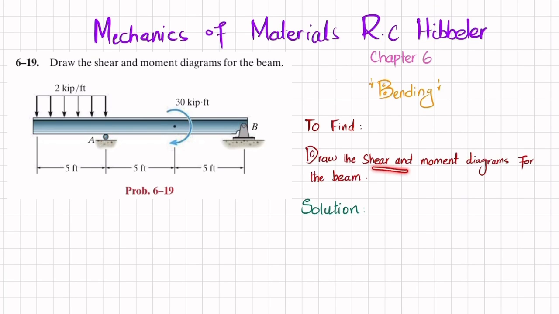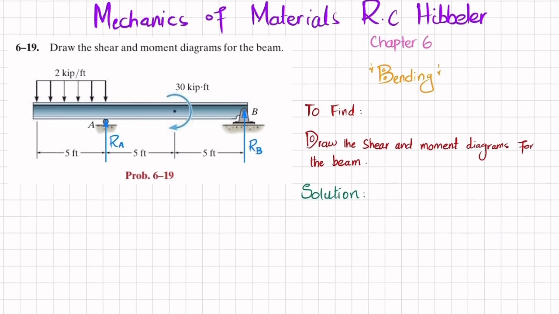So you have to determine the shear and moment diagram for the beam. Let's start with the solution. If you remove this roller support at point A, there will be a reaction force, let this be represented as RA. And if you remove this pin support at point B, you will have a reaction force represented as RB. We'll find RA and RB by using the equations of equilibrium.